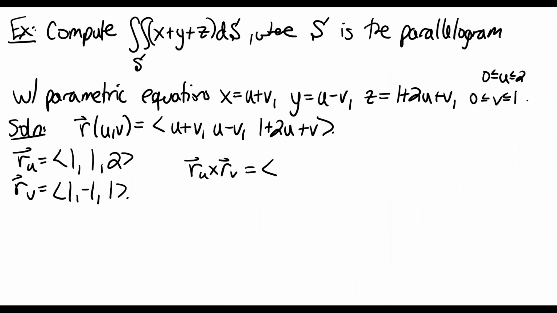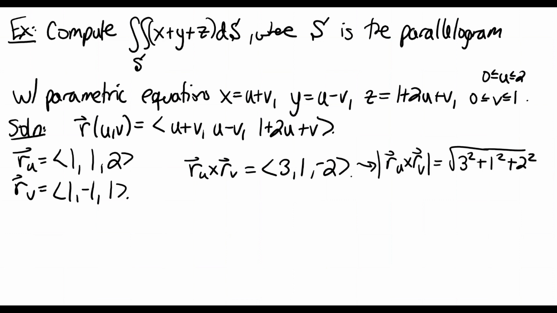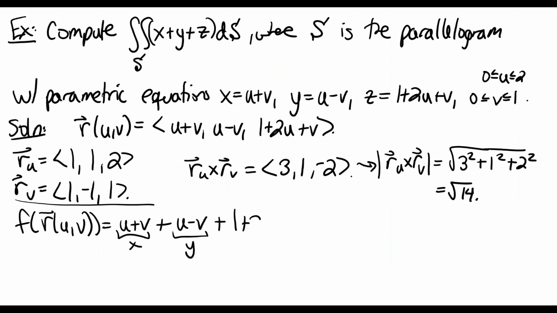When I take the cross product of these two vectors, I get 3, 1, minus 2. The magnitude of this vector is the square root of 3 squared plus 1 squared plus 2 squared, which equals the square root of 14. When I substitute r of uv into f, I get u plus v plus u minus v plus 1 plus 2u plus v, which equals 4u plus v plus 1.